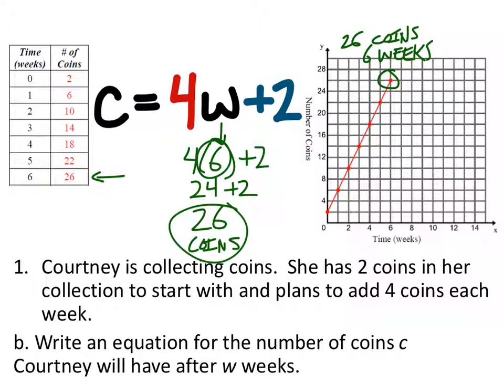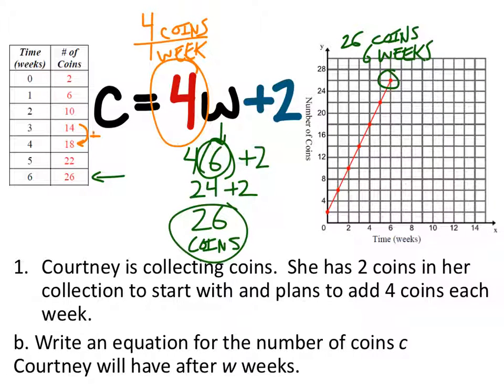Now we kind of addressed this in the last lesson, but if we look at this, the way the equation's written, 4 is representing the rate of change, and we already know that it's 4 coins every week for every 1 week. And we can see that in the equation right here, but also in the table between any 1 week.